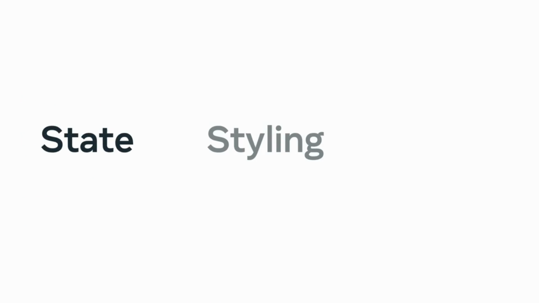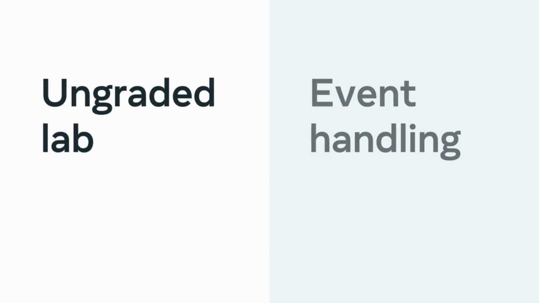Then you moved on to learning how all the event handling concepts work together with state, styling, and the use of ternary expressions. To test your skills at dealing with dynamic events, you completed an ungraded lab where you practiced event handling by building a simple number guessing game. And that was the end of lesson 1.